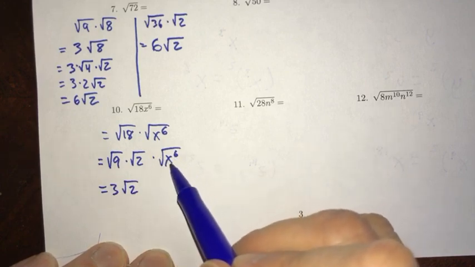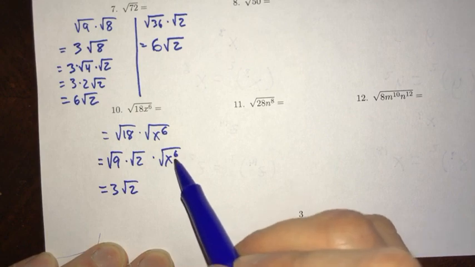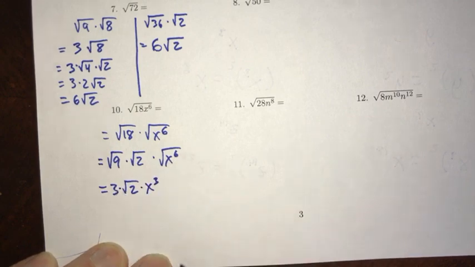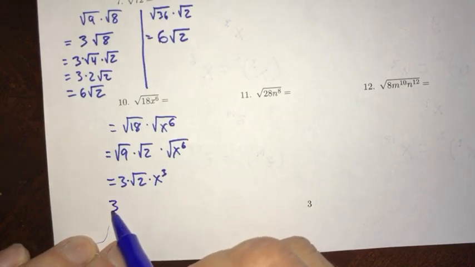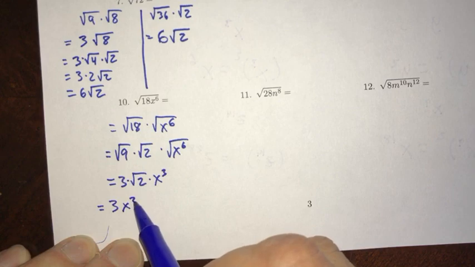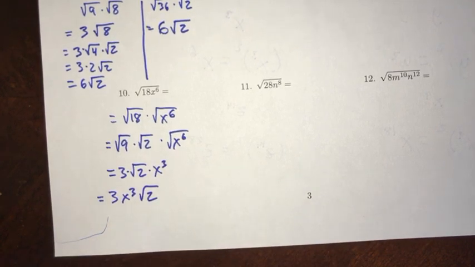The square root of x to the 6th, if you didn't pick up on it earlier, really all we're doing is dividing the power by 2. So it's going to be x to the 3rd. So typically, we're going to write the root at the very end of the problem, or end of this expression here, like this. Right?